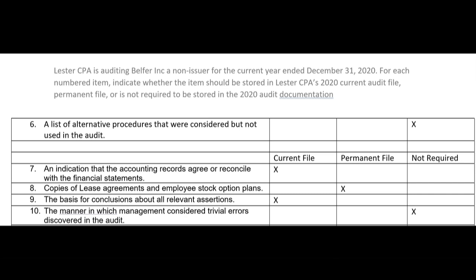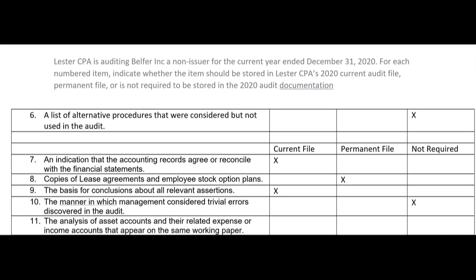If those were major errors, then the manner in which management considered those errors that we discovered, that we'd put in the current file. 11, the analysis of asset accounts and their related expense or income accounts that appear on the same work paper. And this would be the current file. Now, what would be an example of an asset account and its related expense? How about prepaid insurance and insurance expense? You might analyze those accounts on the same working paper, and that analysis would be stored in the current file.